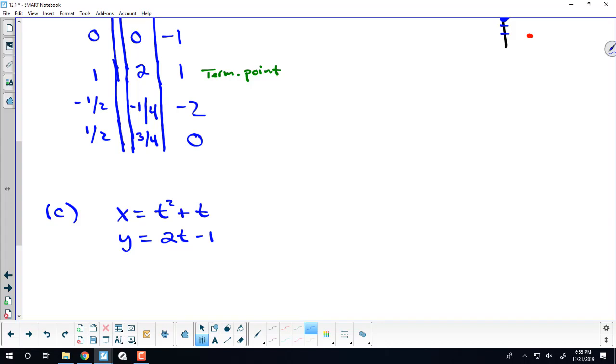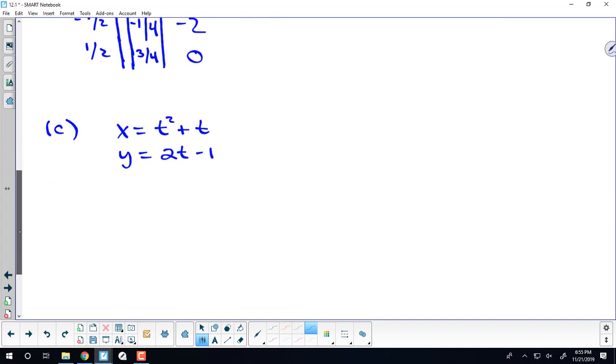So the idea is just to eliminate the parameter t from either one of these equations. What that entails is to take one of those equations, x or y, solve for t, and then plug it into the other equation. So we just pick which one looks easiest to solve for t. Clearly, the second equation.